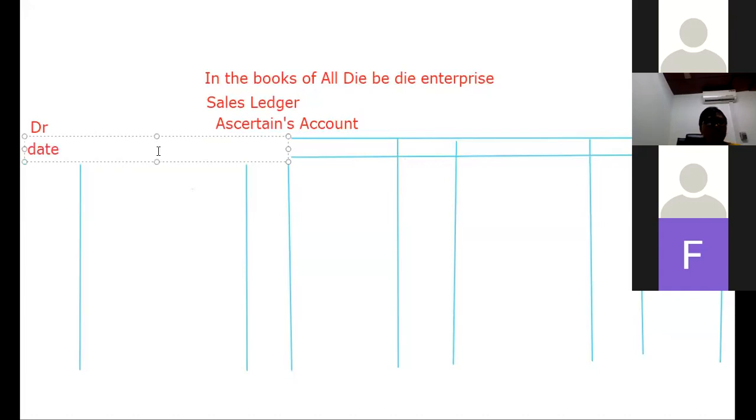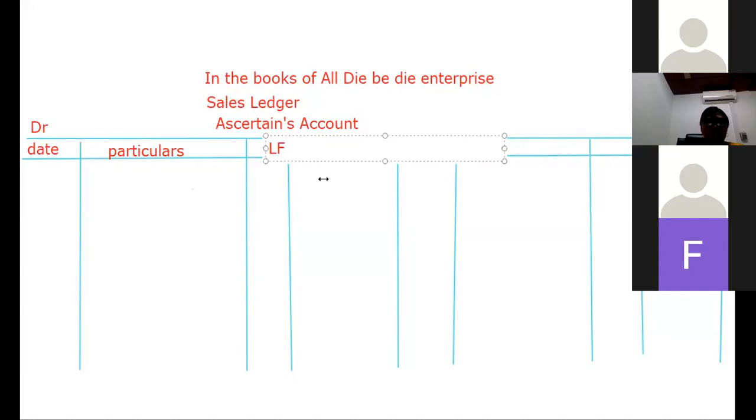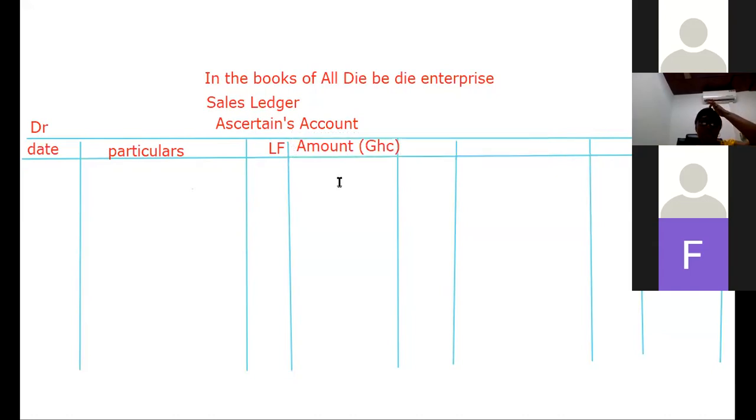So date, particulars, you can do particulars or details, ledger folio, the amount. Remember also that in accounting, you always have to put the currency sign, okay? Sometimes, as we go along, it is in thousands. You don't want to be writing it all, so you can put the three zeros on top, okay, so that the rest will be there.